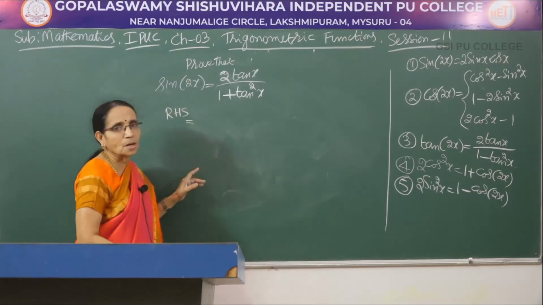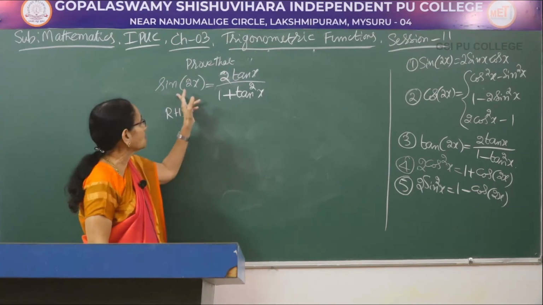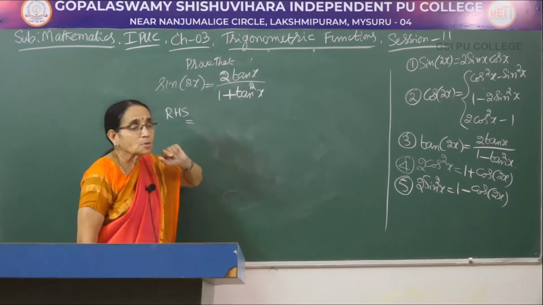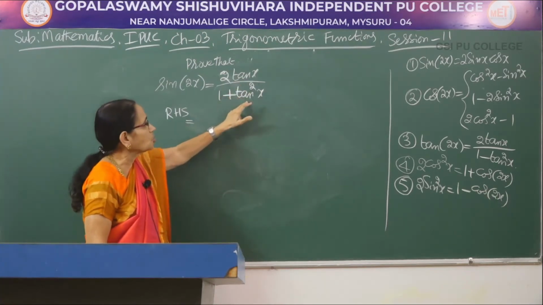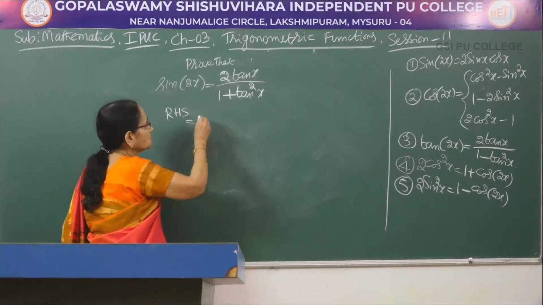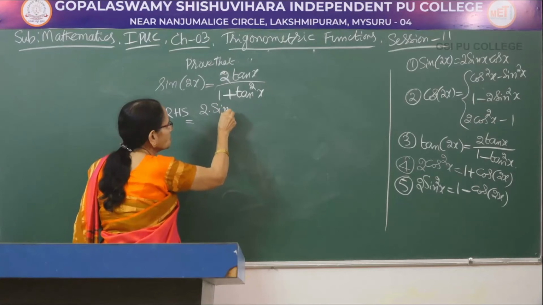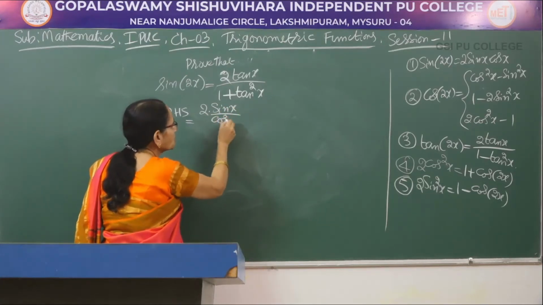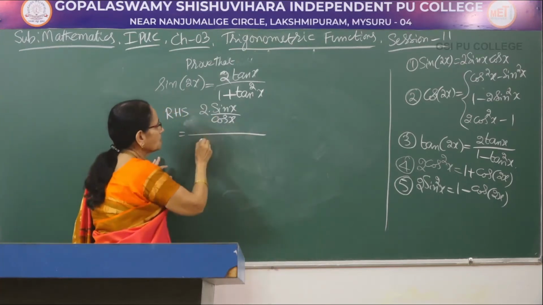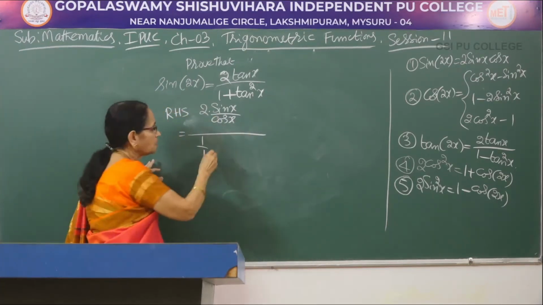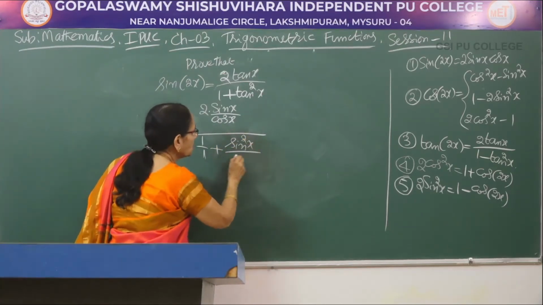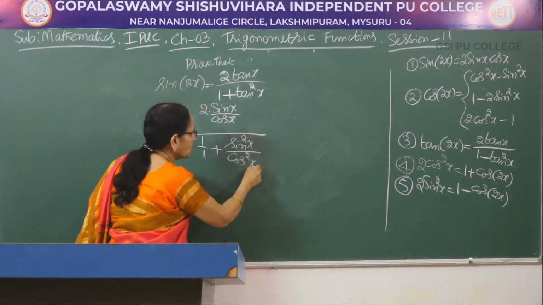What is in the right hand side? 2 tan x. And you know that sin of 2x has the expansion in sin x and cos x. That gives us a hint that both the tan x in the numerator and denominator should be written in terms of sin and cos. How do you write that one? 2 times sin x by cos x, numerator I am writing, divided by 1 plus tan square x, which can be written as sin square x divided by cos square x.